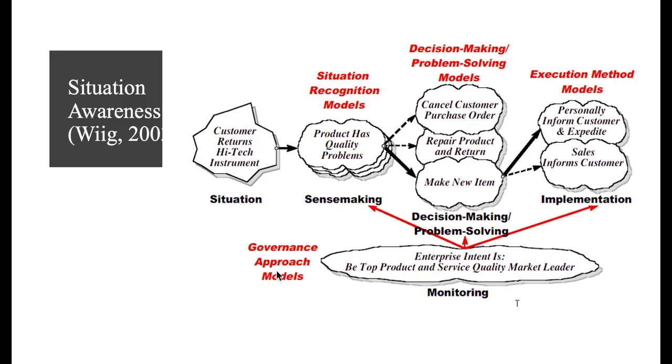Another part is the governance approach model. It tells you the enterprise intent is to be top in product and service quality. So this is their motto. Let's say this is your motto for the problem. Now, if you don't have an enterprise, it's yourself. So what is your intention? Get the best degree, or get the best career, get into the best school. Based on that core idea, you will solve the problem, and this idea will influence your solution.